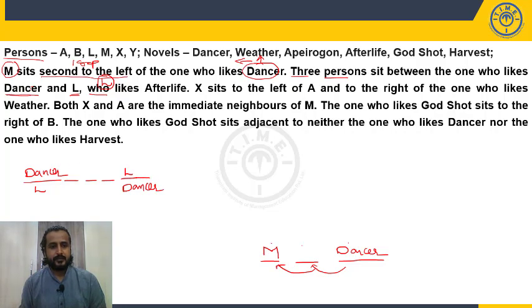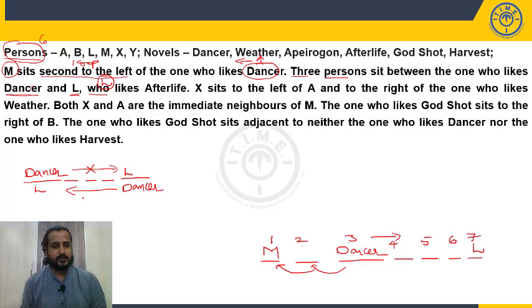See, when it is given 3 persons, L may be on the right side of dancer or L may be on the left side of dancer. So let me take the right side first. If I take the right side, 1 gap, 2 gap, 3 gap, who is required? L is required. Total number of persons we have is 6. But in the arrangement, how many persons did you get? 1, 2, 3, 4, 5, 6, 7. So is this a valid arrangement? No. So with the help of this, what you can confirm is that this is not possible. Now let me erase that point.